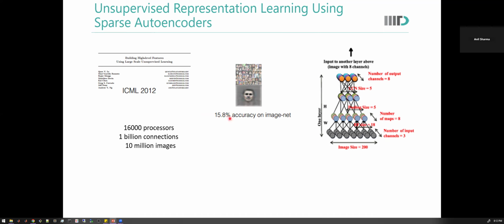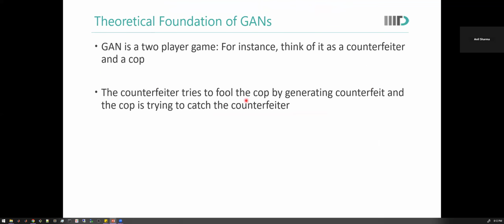Today, you may see that 15.8% accuracy is nothing. But at that time in 2012, GPUs were not vibrant and deep learning was not there. So I think this is what the researchers were getting, and they were beating the literature and getting good accuracy, right? And we'll see how the sparse autoencoders actually evolved.